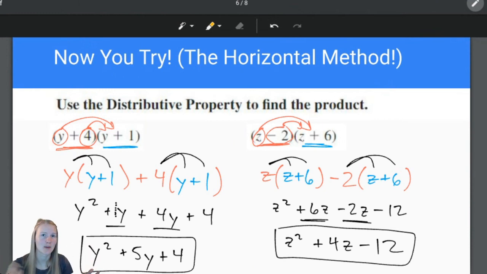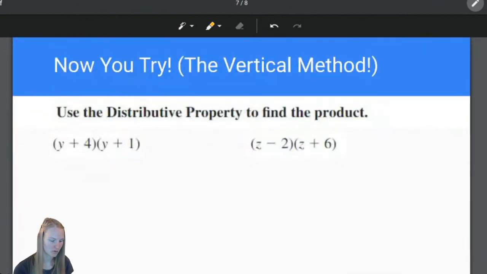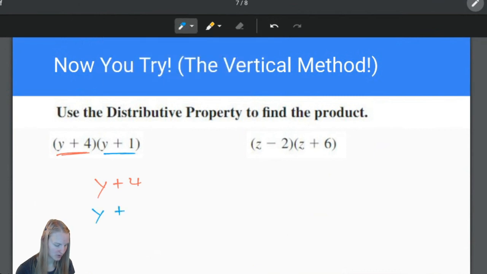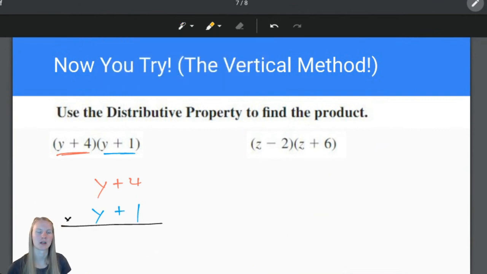So now we're going to do these exact same problems, but we're going to do them with the vertical method. Let's see if we get the same answer when we use the vertical method. Okay, so again, first one is going to be red. I have y plus 4. Second one will be blue. I have y plus 1. And I'm going to multiply them together.